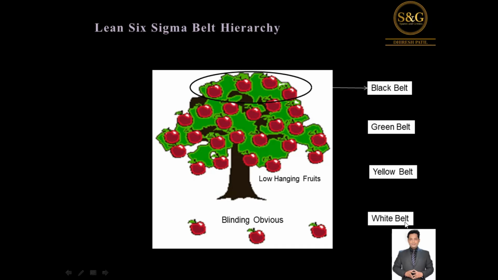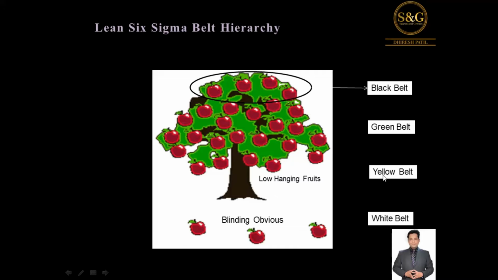So generally white belt level training happens for 1 day, and after giving the DMAIC methodology explanation, we generally give them examples of where this white belt level knowledge can be applied. Then we come to the next level, which is called yellow belt level. Now yellow belt level training happens for 2 days, and there are certain low hanging fruits which can be plucked by using the yellow belt level training program.